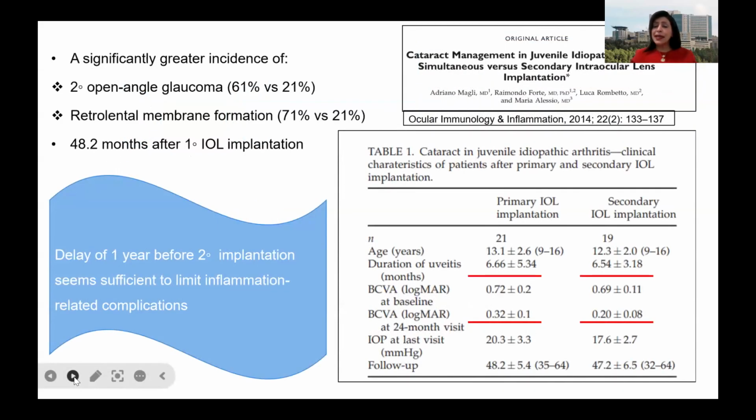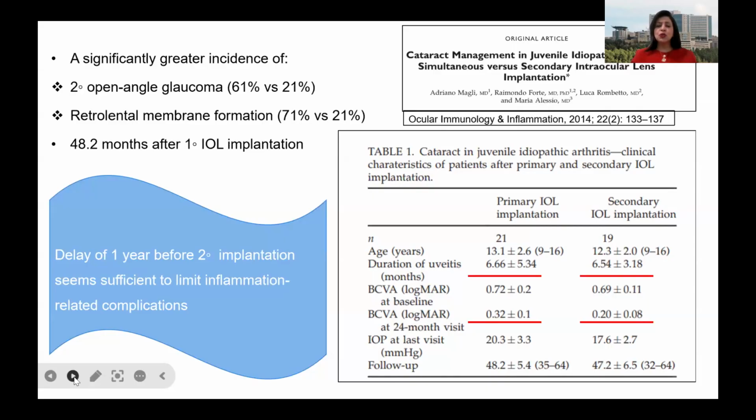In this study from Italy that compared lensectomy with primary versus secondary IOL implantation, and secondary was performed after an average period of 1 year, the visual acuity at the 24-month visit was better for the eyes that received secondary intraocular lens, and the complications were much higher in the eyes with the primary IOL implantation. So as you can see from the numbers, secondary open angle glaucoma developed in 61% and retrolental membrane formation in 71% of the eyes that had primary intraocular lens implantation.